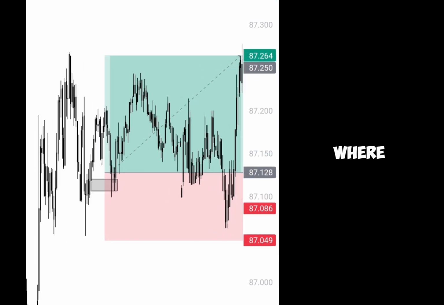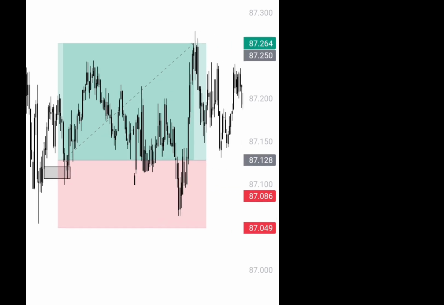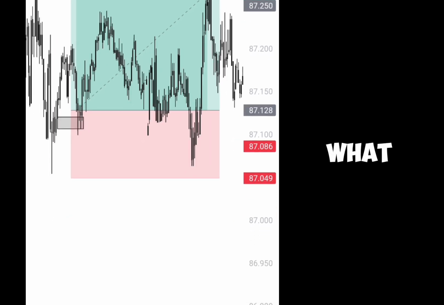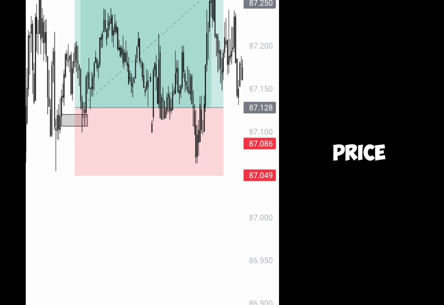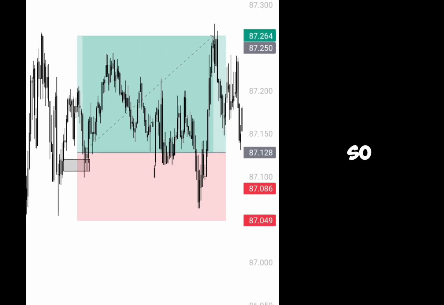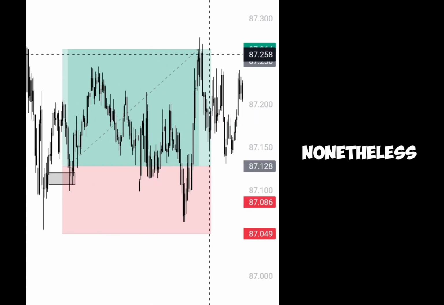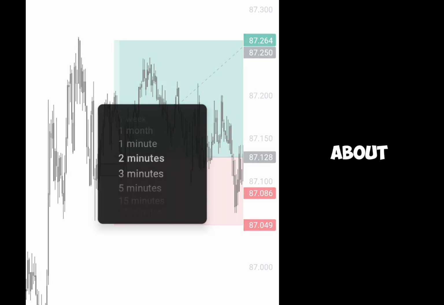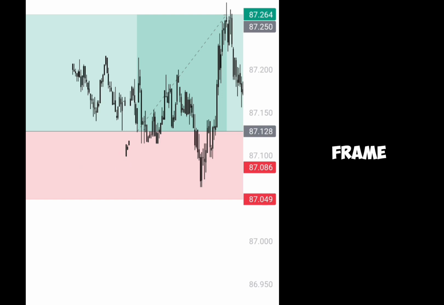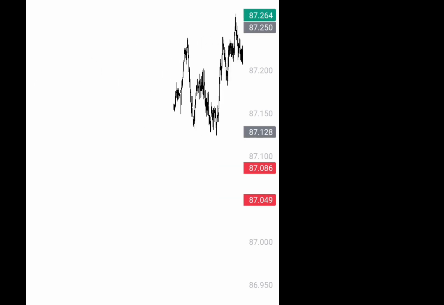All right, so this is where we took our trade. We take a look at the stop loss, the entry price, and then also our target. So it took quite a while for it to get to our target, but it still got there nonetheless. Now look at what I told you about on the 1-minute time frame. Let's go to the 1-minute time frame.